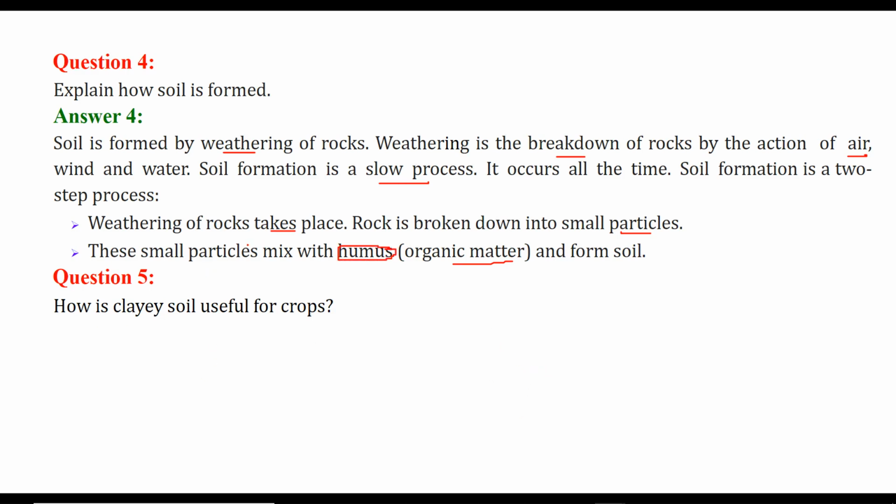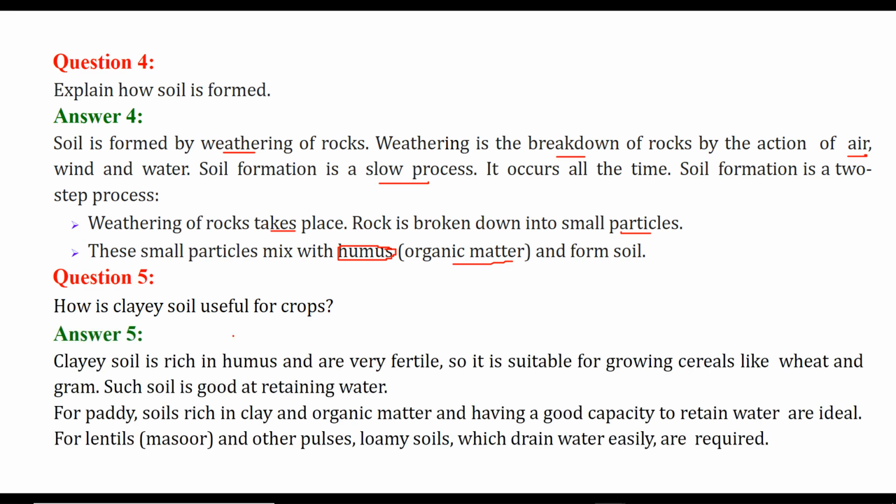Next is, how is clay soil useful for crops? Now this clay soil has a huge amount of humus or organic matter. That is why it is very fertile, and that is why we use it to grow cereals like wheat and gram. So this soil is good for retaining water. For paddy, the soils rich in clay and organic matter having good capacity to retain water is ideal. When we talk about lentils, masoor, or you can include various pulses in this, the loamy soils which can drain water easily, this is what is required.